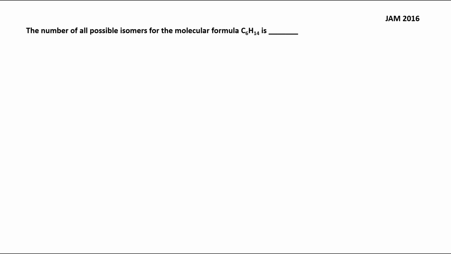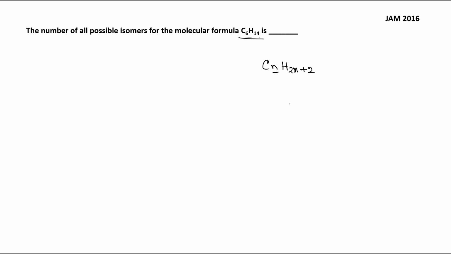Number of all possible isomers for the molecular formula C6H14. Now from the formula we can understand it is an alkane, because it is CnH2n+2. Here the n value is 6, 2n means 12, plus 2, so it is 14.